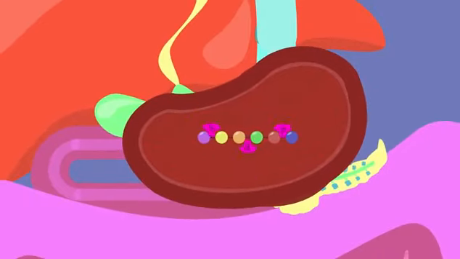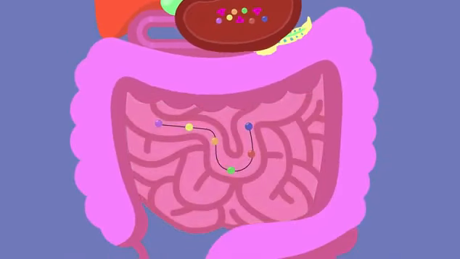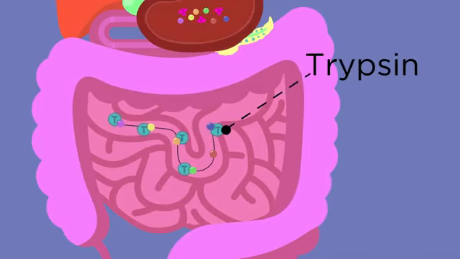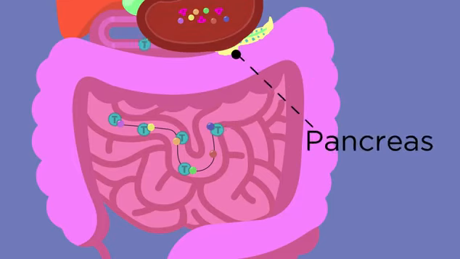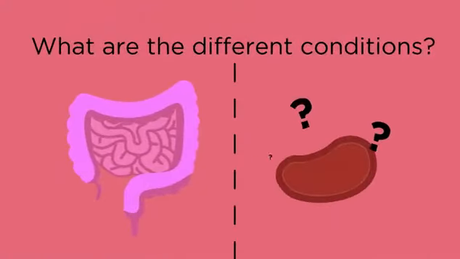A protease called pepsin breaks down proteins in the stomach, but this doesn't work once the food moves into the small intestine. In the small intestine, the conditions are different, so a different protease called trypsin is released into the small intestine from the pancreas for continued protein digestion. What conditions do you think might be different in the small intestine compared to the stomach?